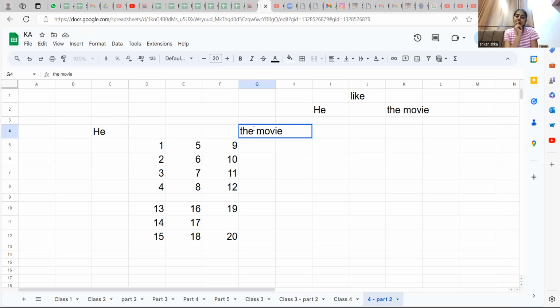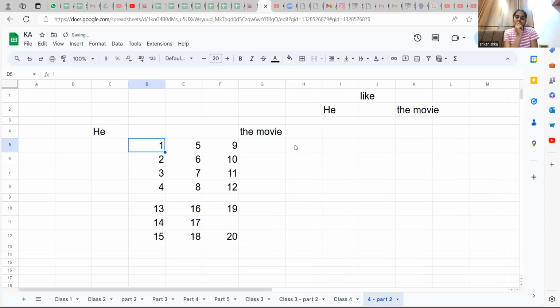He is liking the movie. One second, I want number one. I will write it here. Number one, I like it. Why? I'll help you with this. He likes the movie. Number two. He is liking the movie. Yeah, this is what I wanted.